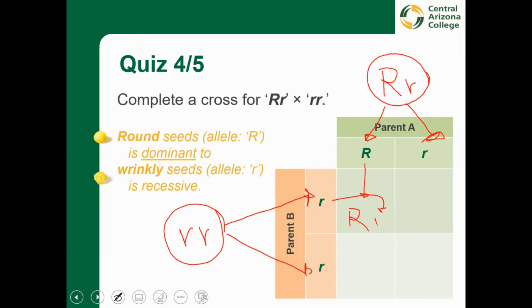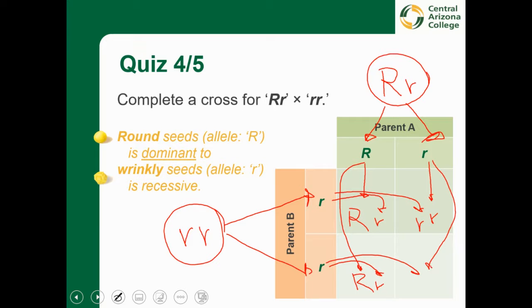So for the first box, we're going to get a heterozygous outcome, so capital R, lowercase r. Second box, we're going to get lowercase r and lowercase r. So that's going to be homozygous recessive. Then let's have a look at the third box. We're going to get one lowercase r, and we're also getting one capital R. So that's going to be our heterozygous. And finally, for the last one, we're getting both lowercase, so a homozygous recessive outcome.